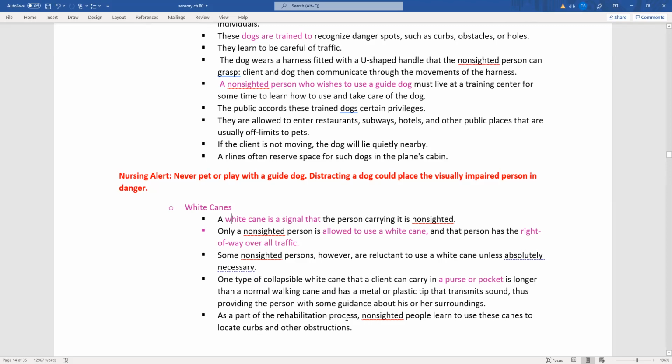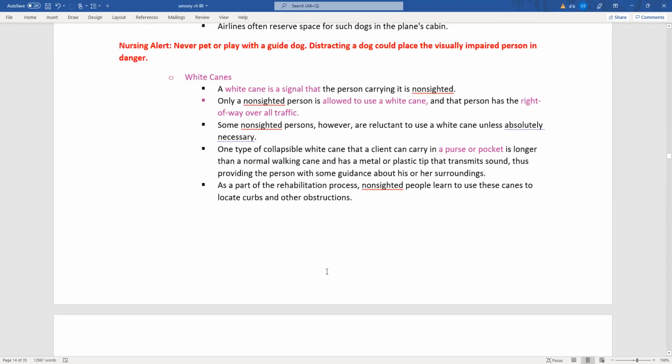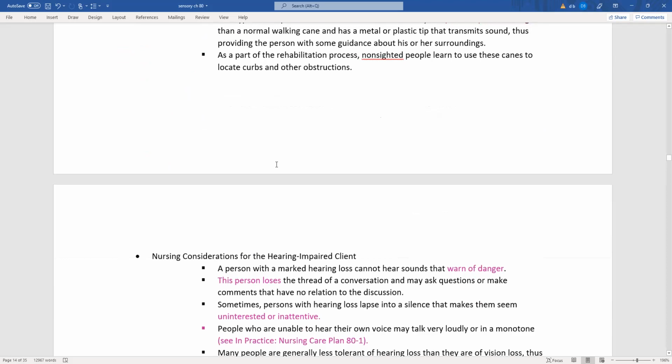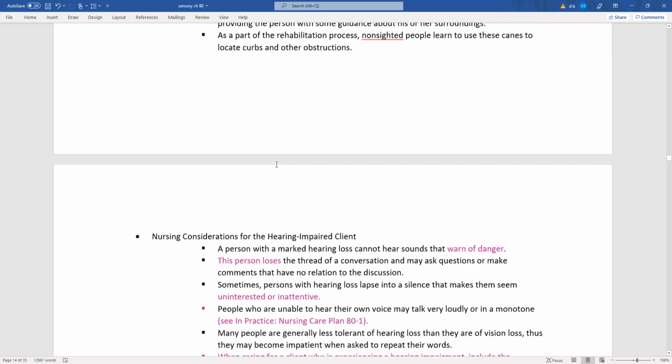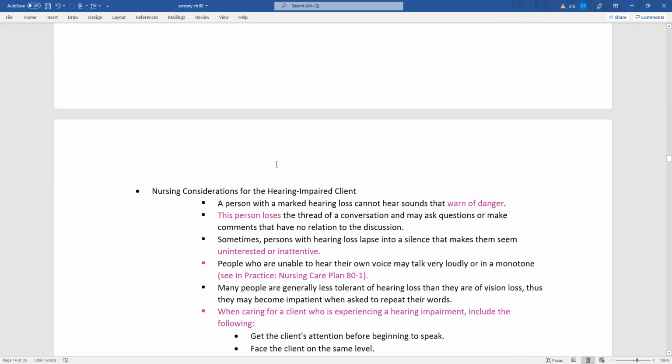So as a part of the rehab process, non-sighted people learn to use these canes to locate curbs and other obstructions. Those are some strong people, to only have a cane and go out in public. That's just amazing to me. That is so amazing. Okay.